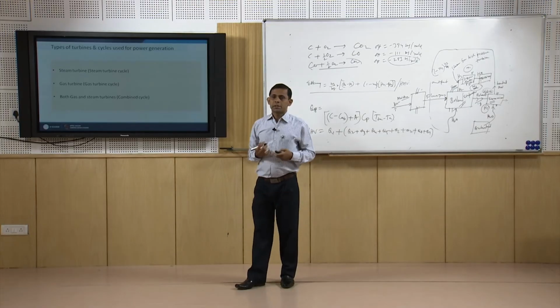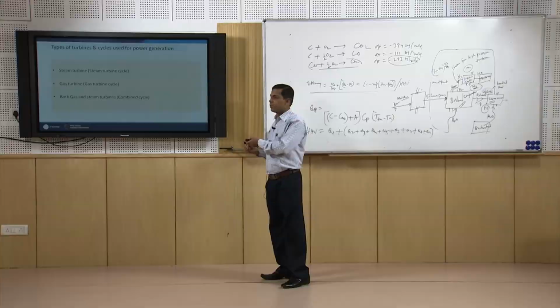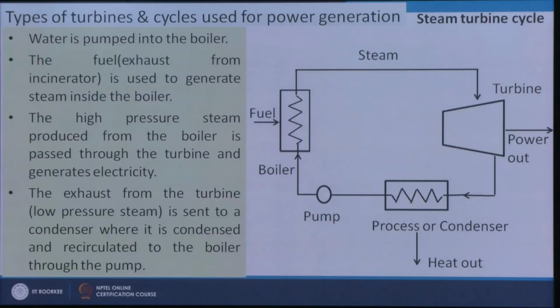Now we are coming to discuss different types of turbines. Already in the first part of this module we have discussed the steam turbine, gas turbine, and how both can be used as a combined cycle. In the case of a steam turbine, the steam is produced here and comes to the turbine, and then electricity is generated, and after condensing, it is recycled back. Already we have discussed these things.